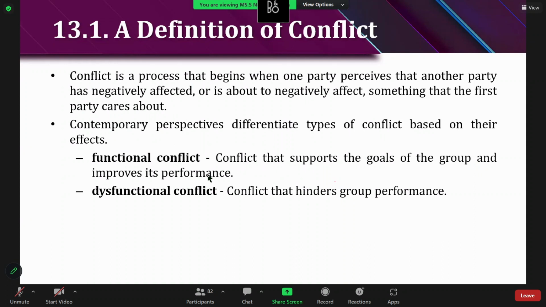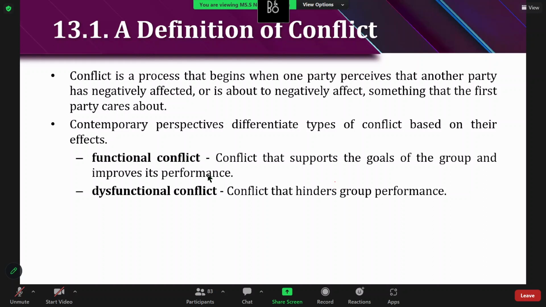So the first one is the definition of conflict. Conflict, as we all know, is when there is a disagreement between two different parties. That party can be two different individuals, or two different groups of people, or two different organizations. So when there is a disagreement between those parties, when there are different points of view between those parties, the conflict arises. That means when one party perceives that the other party has negatively affected.